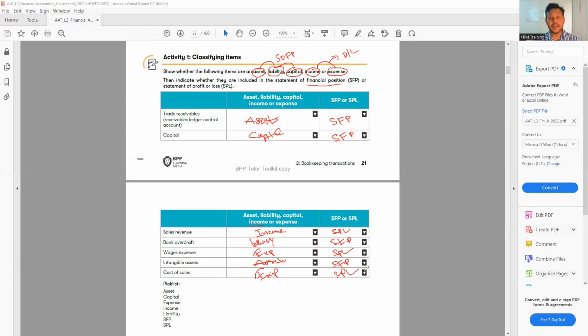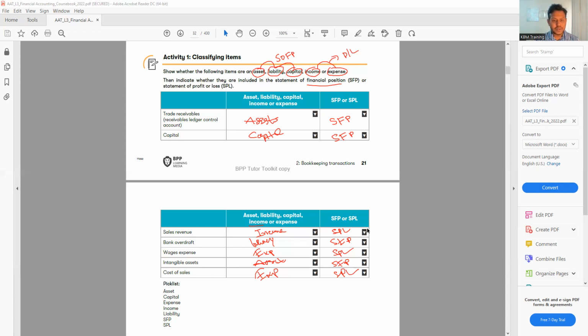So we have to understand by reading the transaction: is it an income, is it an expense, is it an asset, is it a liability or capital? And we have to know the destination, where it will go. It will go to the profit and loss, or it will go to the statement of financial position. So the classification is the first thing that is very important.